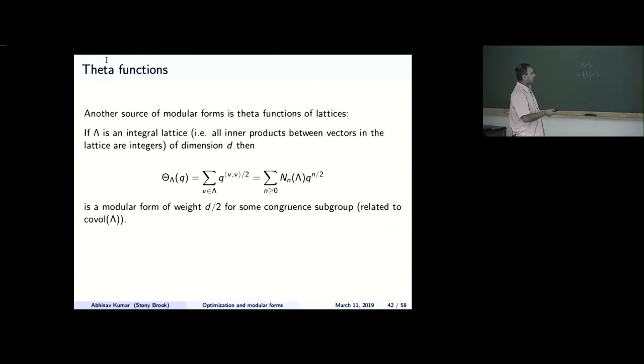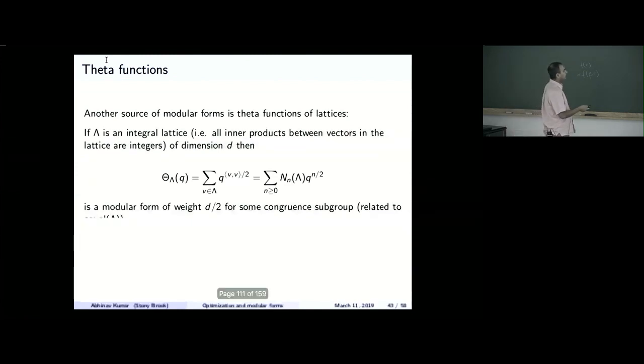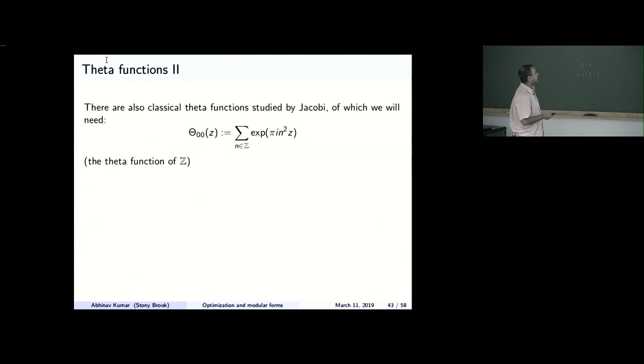For instance, if you have a lattice, you can take its theta series. You can take the sum over all vectors v in the lattice of q to the norm of v squared over 2, and that gives you a modular form for some congruence subgroup. So for instance, from the E8 lattice you can get the Eisenstein series E4 that we showed you on the previous page.